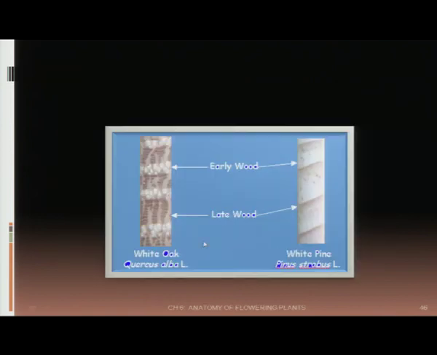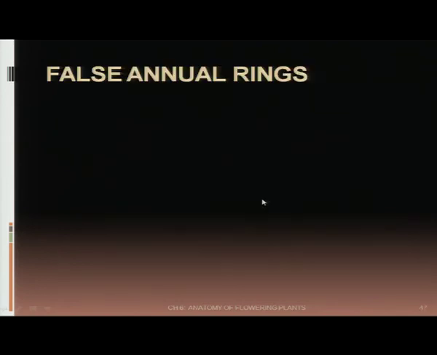So, because of the presence of early wood alternating with the late wood, we see the formation of rings in the plant. Here you can see in the early wood there are large vessels, however, in the late wood the vessels are very small, and because of these alternate patterns we can see the formation of rings.